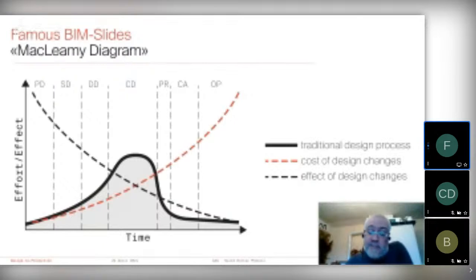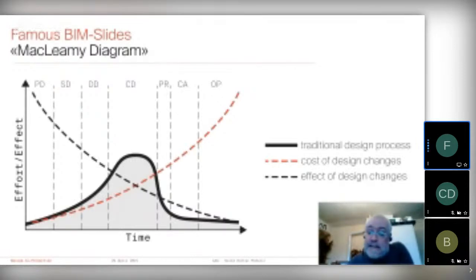What you see in the middle, the big black curve, is the traditional design process, where you have the biggest effort in this bell curve in the construction documentation stage before it goes over to the contractor and then gets built. What you also see is the red dotted curve that goes up exponentially to the right-hand side. That is the cost of design changes. Pretty obvious, the later the change comes, the more costly it gets.